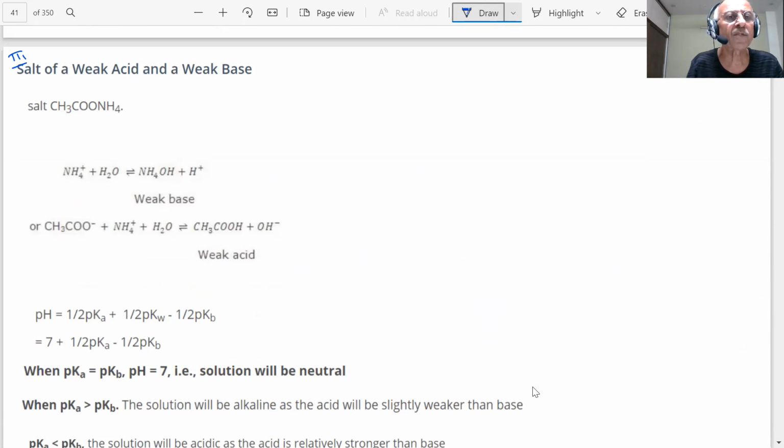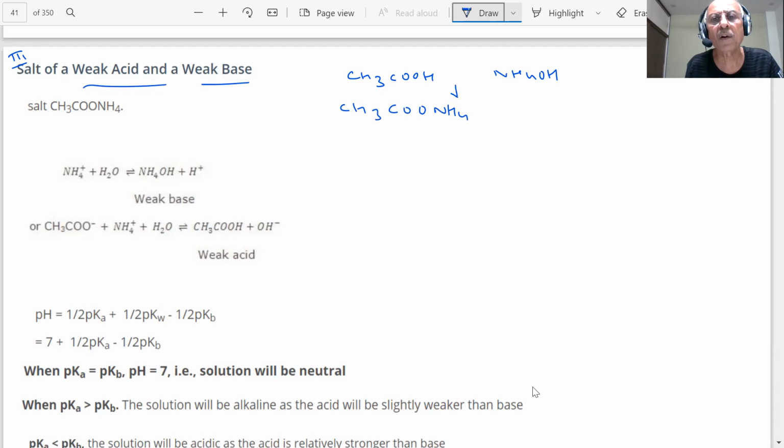Third, I am saying, the salt of a weak acid and a weak base. Both are weak now. What is the result of that? You have acetic acid and ammonium hydroxide, the easiest examples. And you have CH3COONH4 salt. Weak acid, weak base. Now these will get hydrolyzed, both of them.